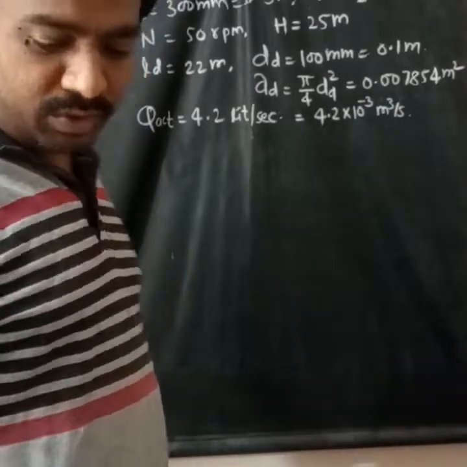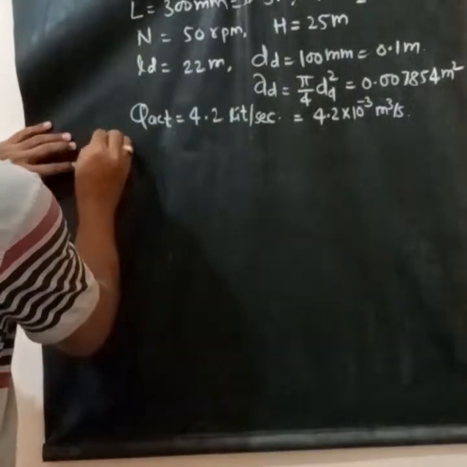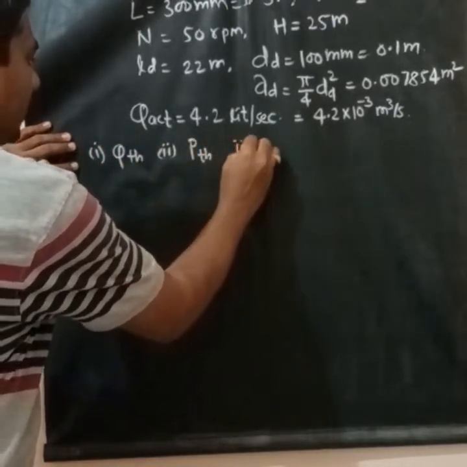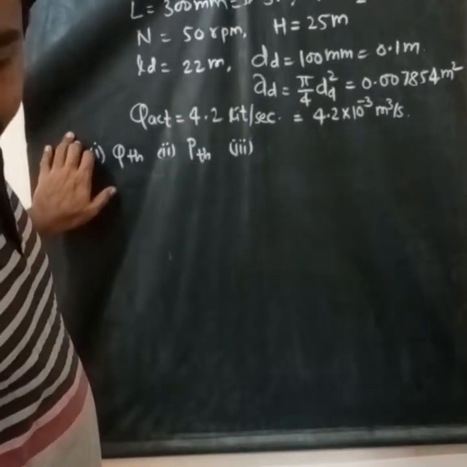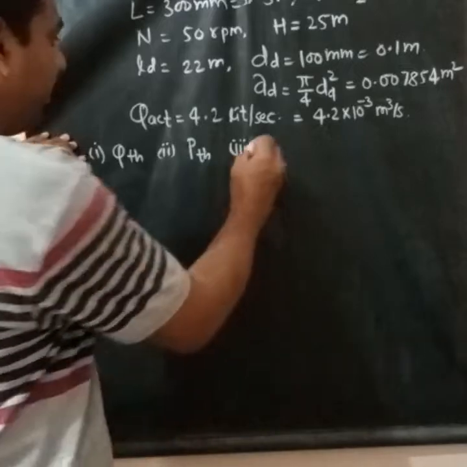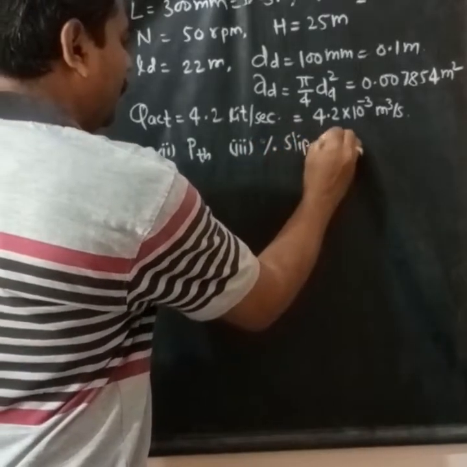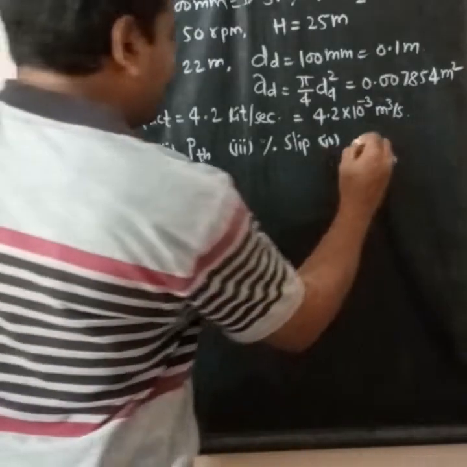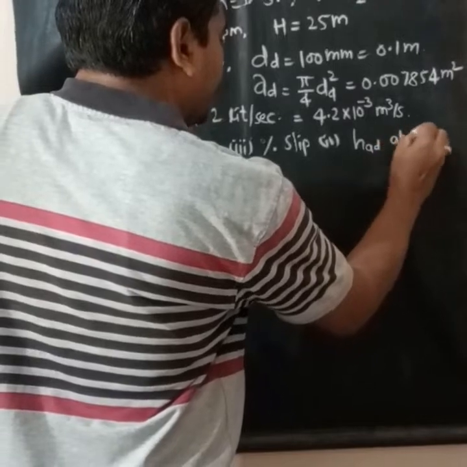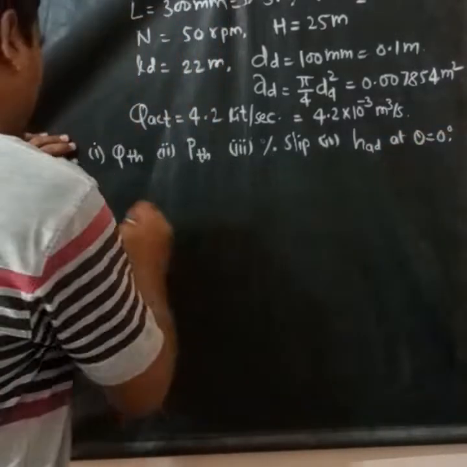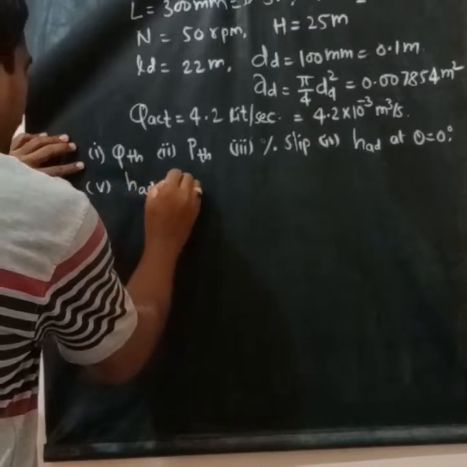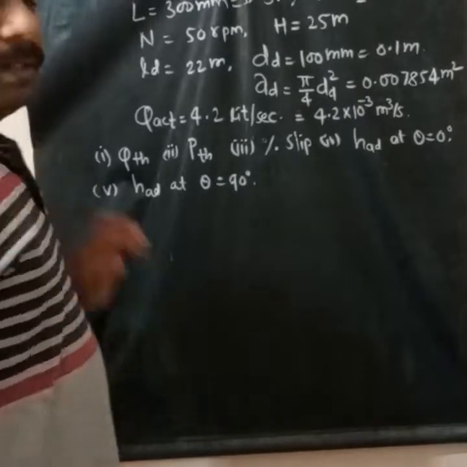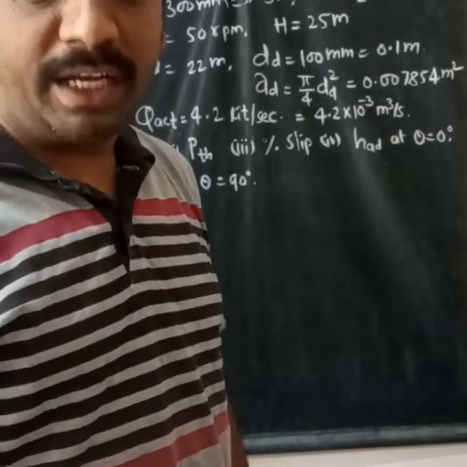So you have to calculate, first, QTH. Second, PTH. Third, the percentage slip. Then the fourth one to be calculated is the acceleration head, that is HAD at theta equals 0 degrees, means at the beginning of it, and HAD at theta equals 90 degrees. So these are the things that you have to calculate.